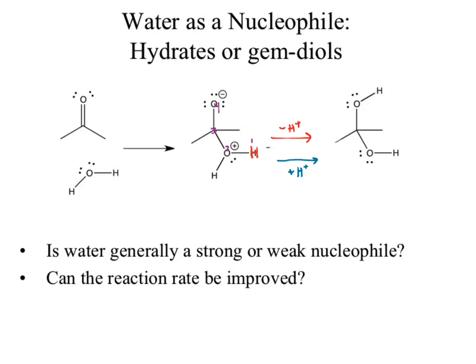Say oxygen in comparison to carbon, or nitrogen, or hydrogen. It's more electronegative. Oxygen is more electronegative. Being more electronegative, is it willing to give up its electrons? No. So oxygen is generally considered a weak nucleophile. Okay. Could we improve the rate of the reaction?